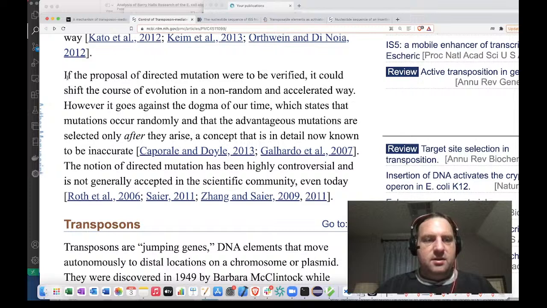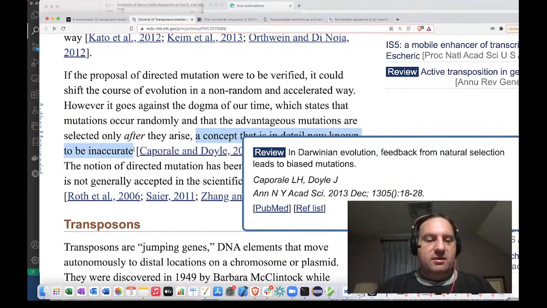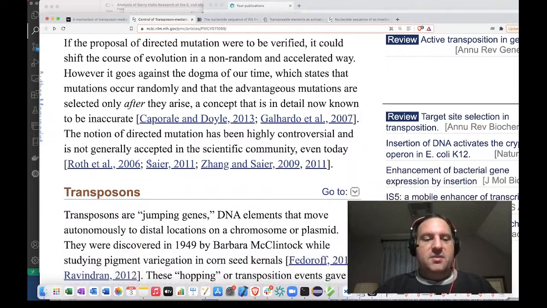So here again, they're talking about the dogma of our time. However, it goes against the dogma of our time. And the dogma of our time states that mutations occur randomly and that the advantageous mutations are selected only after they arise. And it says a concept that is in detail now known to be inaccurate. The notion of directed mutations has been highly controversial and not generally accepted in the scientific community even today.